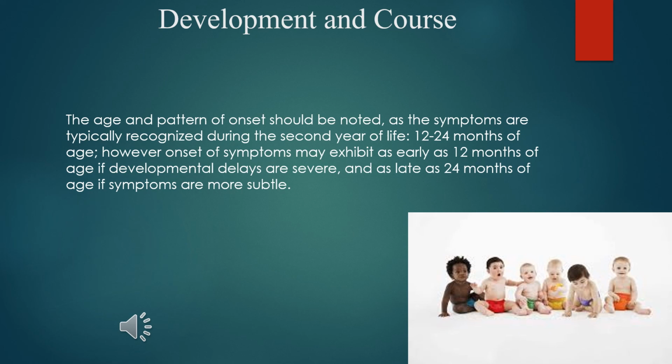Next, I will go into detail the development and course, and this is from the DSM-5. The age and pattern of onset should be noted, as the symptoms are typically recognized during the second year of life. This is roughly around 12 to 24 months of age. However, onset of symptoms may exhibit as early as 12 months of age if developmental delays are severe, and as late as 24 months if symptoms are more subtle.